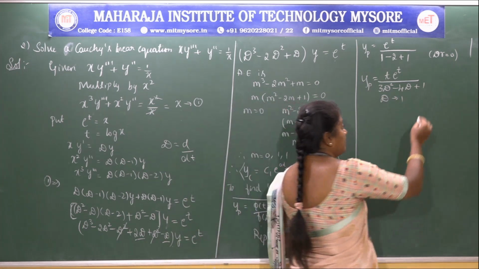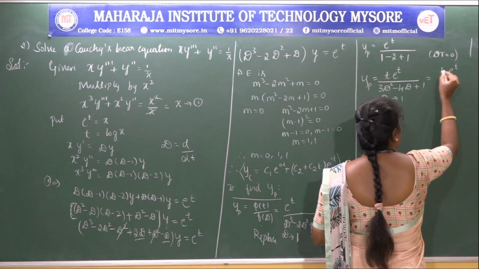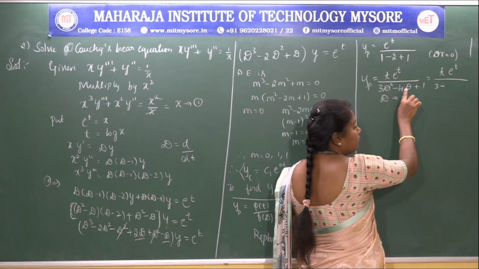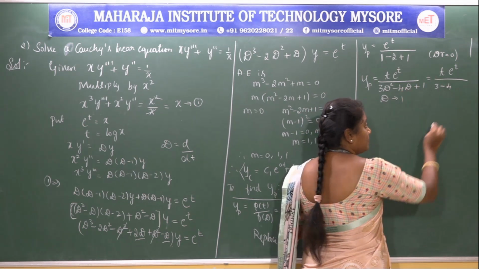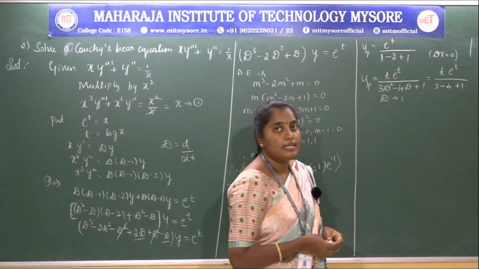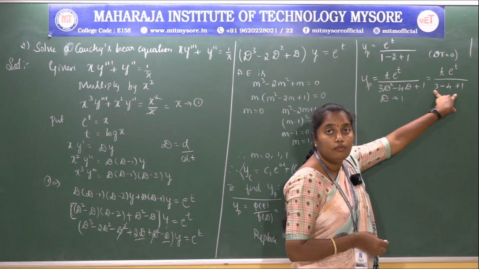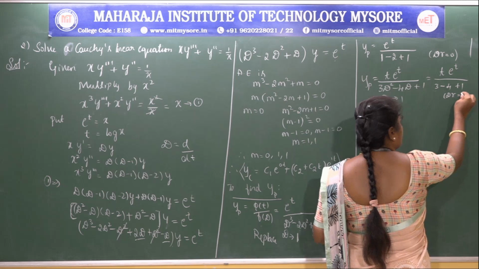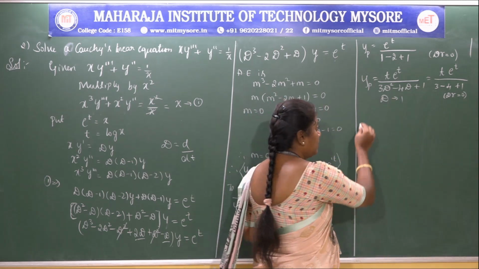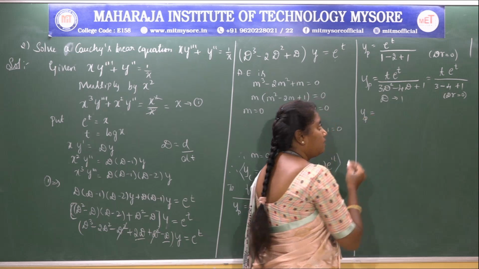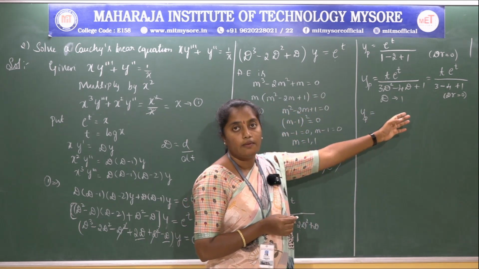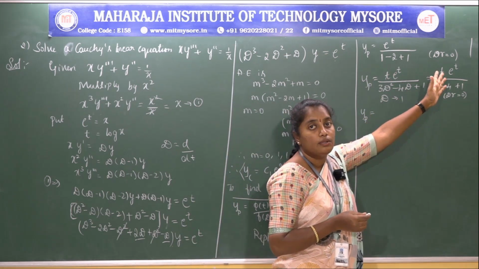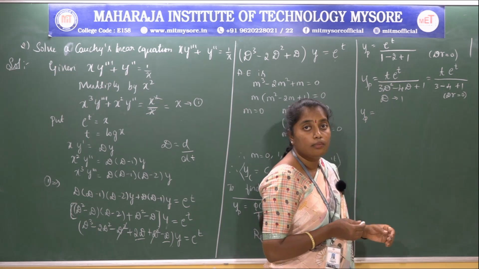Replacing D by 1, we get t into e power of t divided by 3 times 1, that is 3, minus 4 times 1, minus 4, plus 1. Again simplifying, 3 plus 1 is equal to 4, 4 minus 4 is 0. Here the value of the denominator is equal to 0. Then again we have to continue, since the denominator value is 0. Now again multiply the independent variable to the numerator and differentiate the denominator.